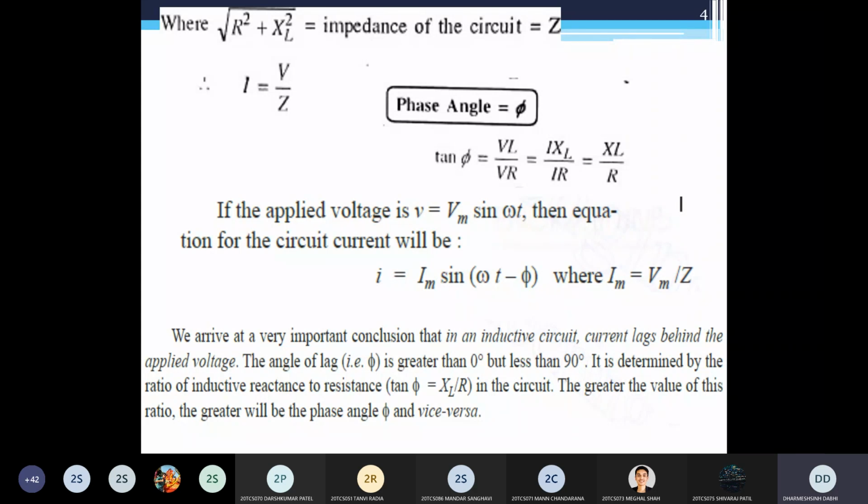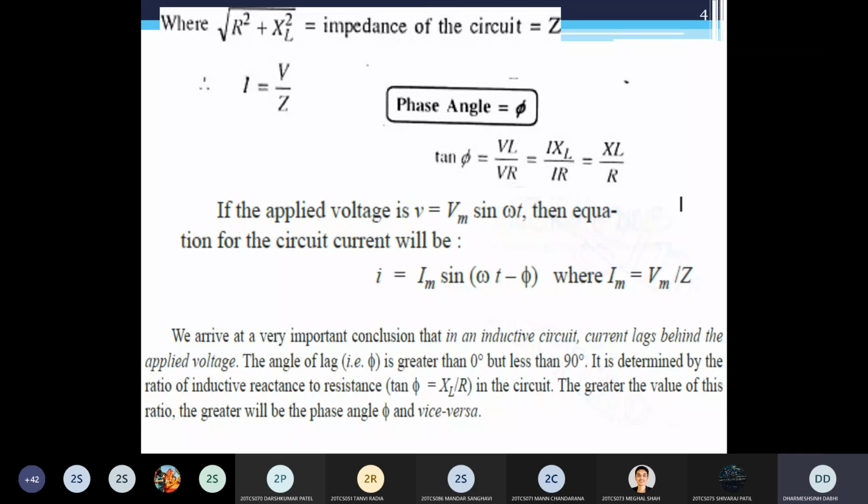So now after doing this analysis, we arrive at the very important conclusion that in the inductive circuit, current lags behind the voltage. Angle phi is greater than 0 but less than 90. It means the range of the angle is between 0 and 90.